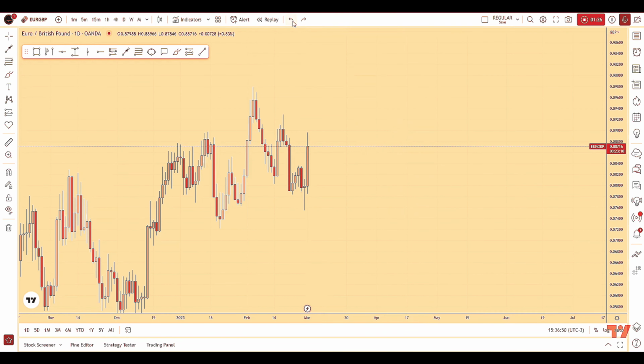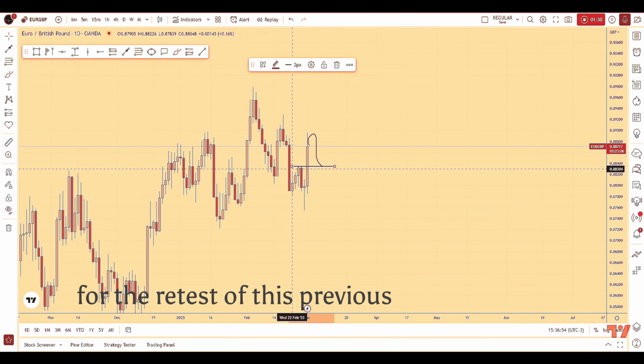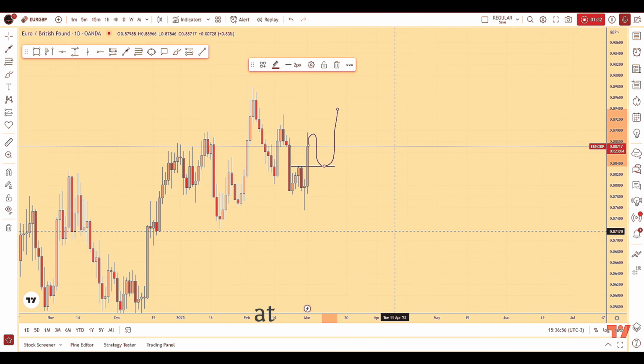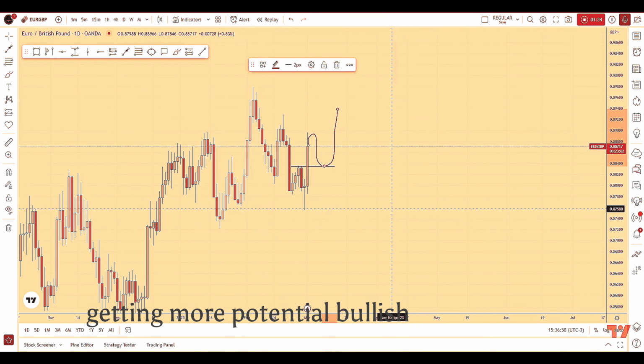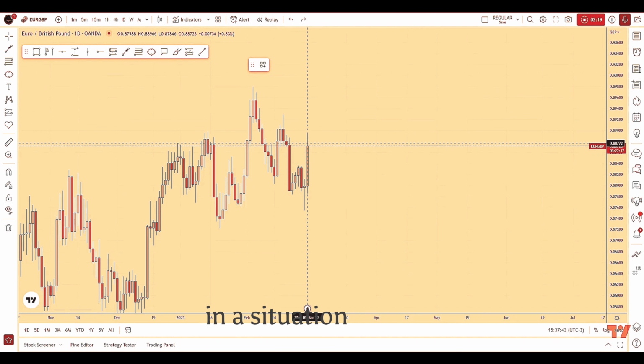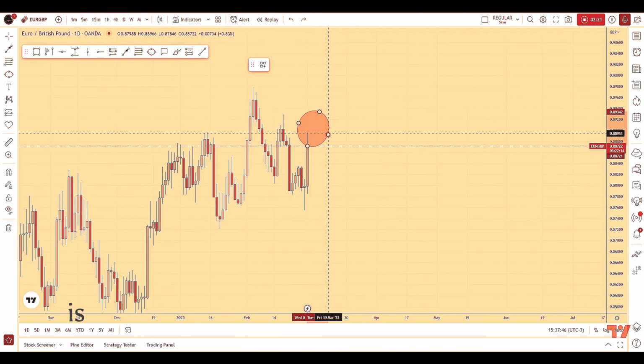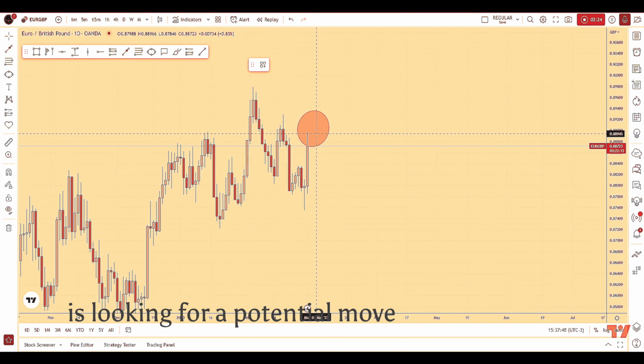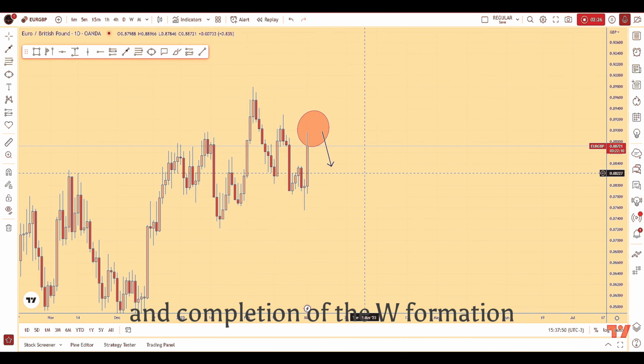So here on the daily, we could expect some short-term bearish price action for the retest of this previous resistance turn support, before then at that point getting more potential bullish continuation. So in a situation like this, what we could be doing is looking for a potential move to the downside and completion of the W formation at the neckline.